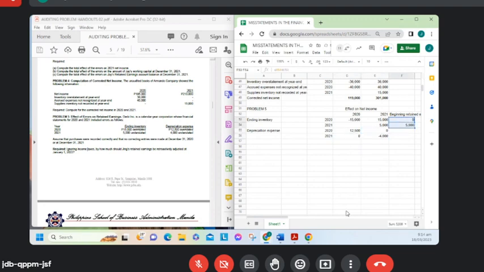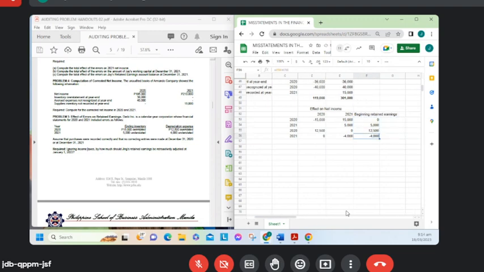Okay, so the answer here is 13,500. So the retained earnings at January 1, 2022 should be retroactively adjusted by 13,500 pesos, an additional credit to retained earnings beginning amounting to 13,500 pesos. Okay?